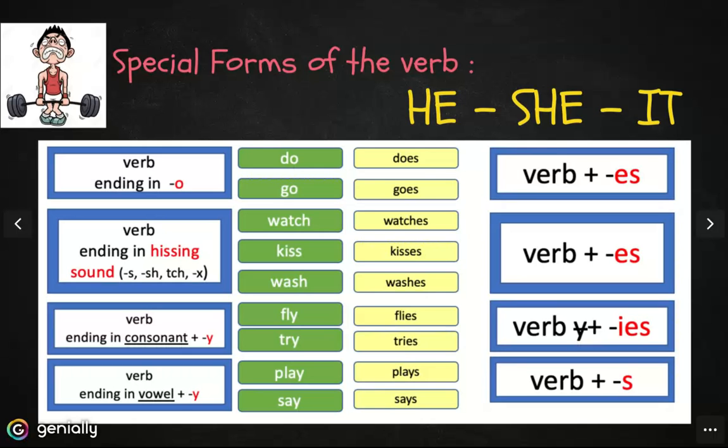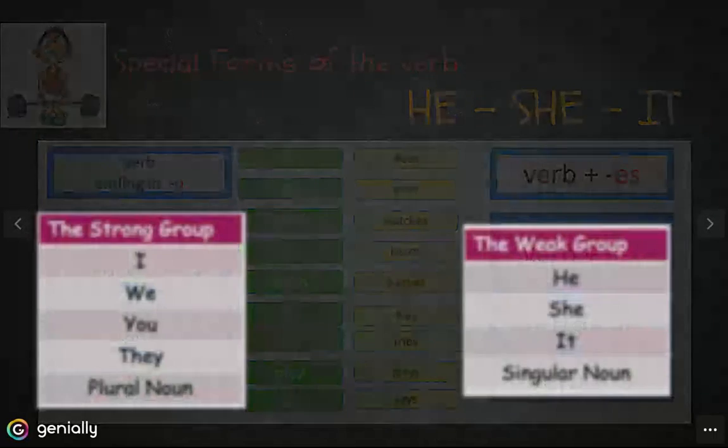We're also going to modify the verb if the verb ends in consonant plus y. We will change it to ies. Fly becomes flies and try becomes tries. And lastly, if the verb ends in vowel plus y, we're going to keep the y and add s. Play becomes plays and say becomes says.